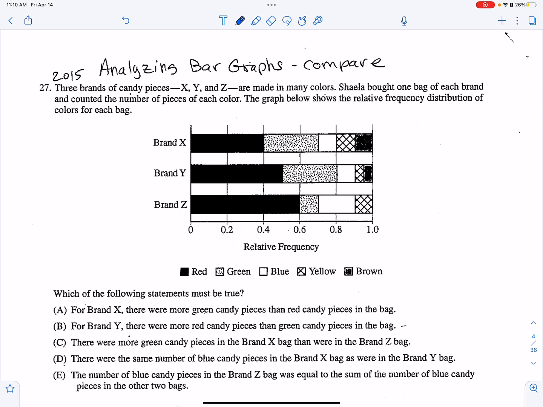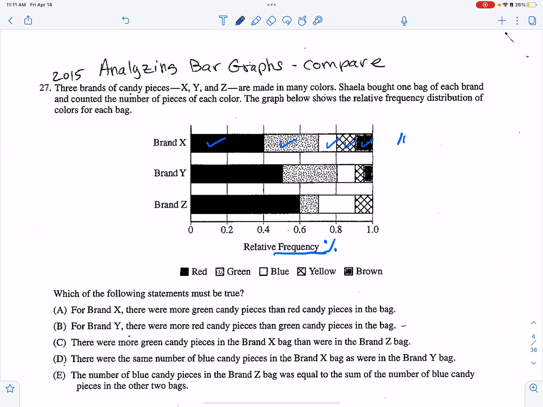Okay, now we're going to just analyze bar graphs. We're going to go through this one pretty quickly. They're not very difficult, but the main thing I want to make sure you understand about these is that whenever it's relative frequency, remember that's a percentage. And so I only can compare this part of brand X to this part of brand X as far as numbers. Otherwise, they're just percentages, all right?